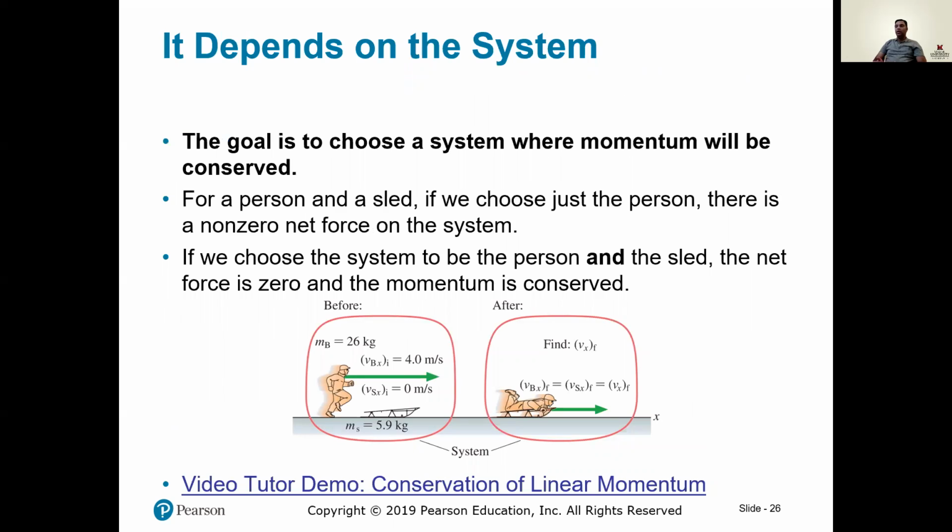Okay, so the goal is to choose a system where momentum will be conserved. So you'll have to choose a system where it is easy to work with. If you don't have an external force given to you, always work with a scenario where delta P equals 0, and then set up equations like the final momentum all added together is equal to the initial momentum all added together.